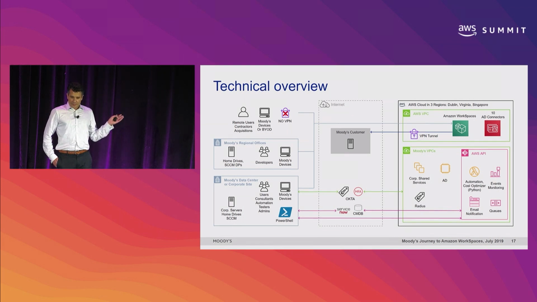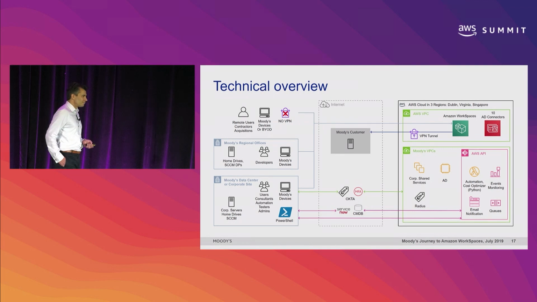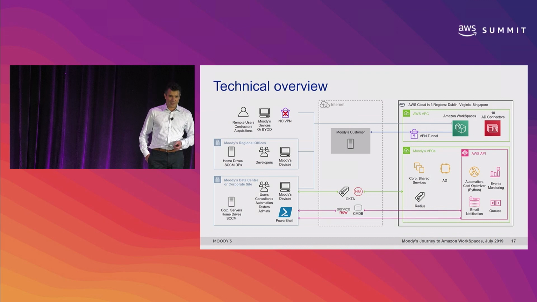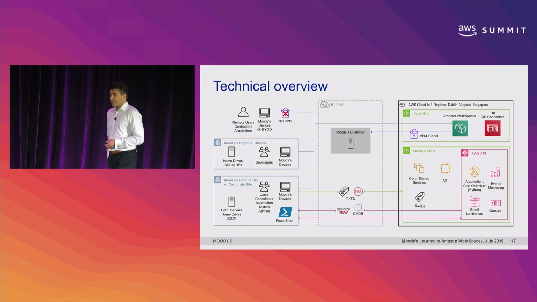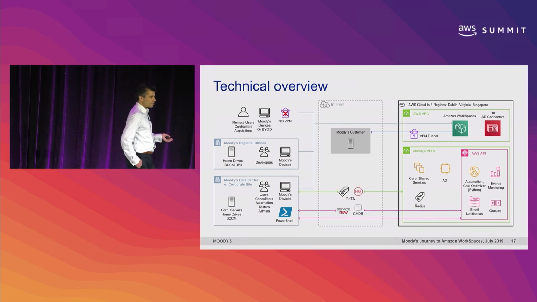On the left side, I can talk a little bit more about the various use cases we implemented. It starts with our remote users, which are Moody's employees. They love to work from home. They love to work on their own devices, so they don't have to carry their laptop home all the time. And they also love that they don't have to log into our VPN first. They can just connect to their workspace from their own device. When they travel, they can use their tablet, and they really like that.